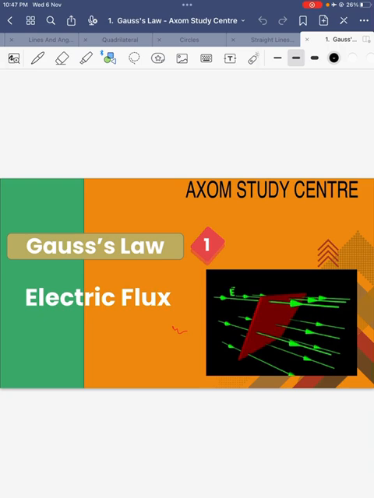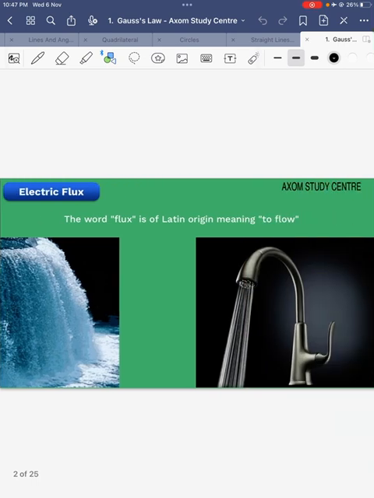Okay, so Gauss's law. In Gauss's law we'll be studying electric flux. So our first topic is electric flux. So what is actually electric flux?